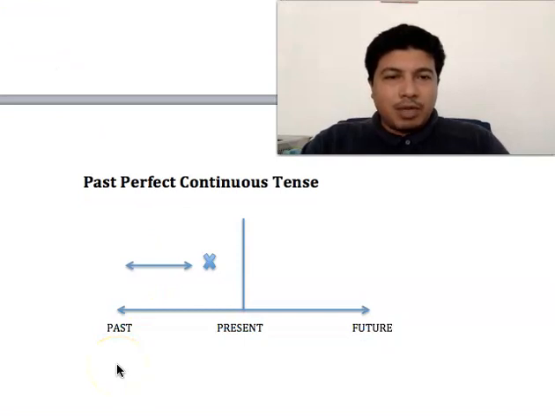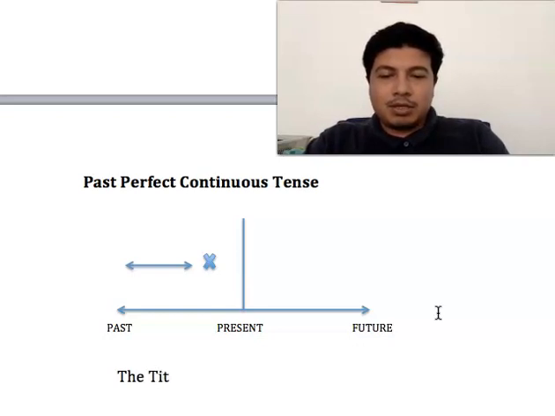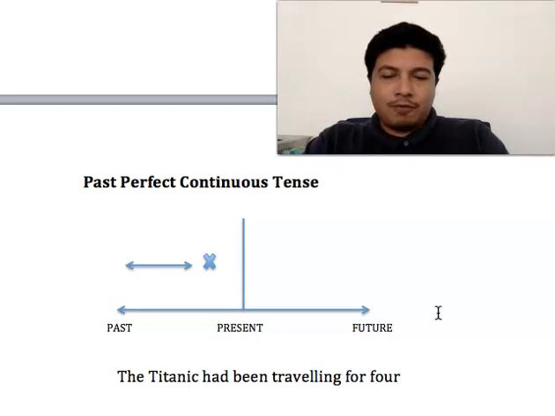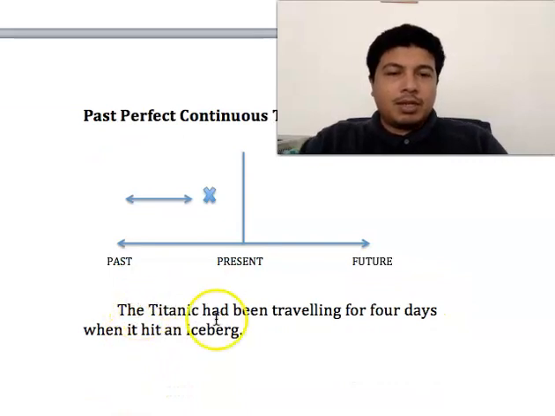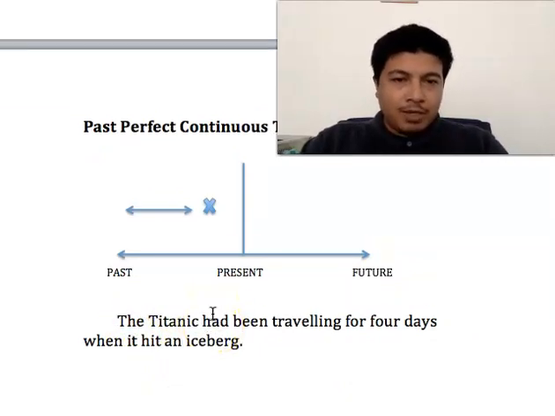So let us take a look at a couple of examples of past perfect continuous tense. One example is the Titanic had been traveling for 4 days when it hit an iceberg. So the Titanic had been traveling for 4 days when it hit an iceberg.